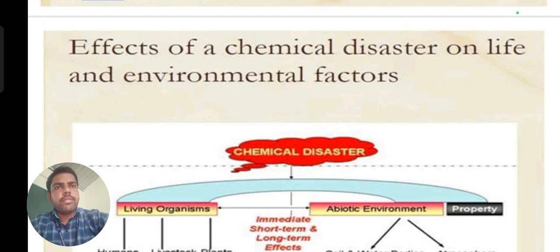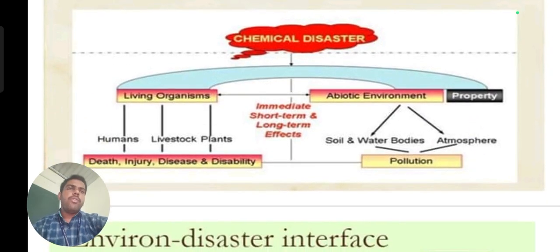Chemical disasters, how do they impact? First of all, living organisms, humans, should be very affected. And livestock should be very affected. And plants also very affected. So these humans, livestock, and plants, there should be deaths in some cases, and injury in some cases, and disease and disability should occur in some cases. But non-living things, soil and water bodies, should be contaminated. In that situation, the loss of nutrients is very high. Atmospheric pollution should also occur.